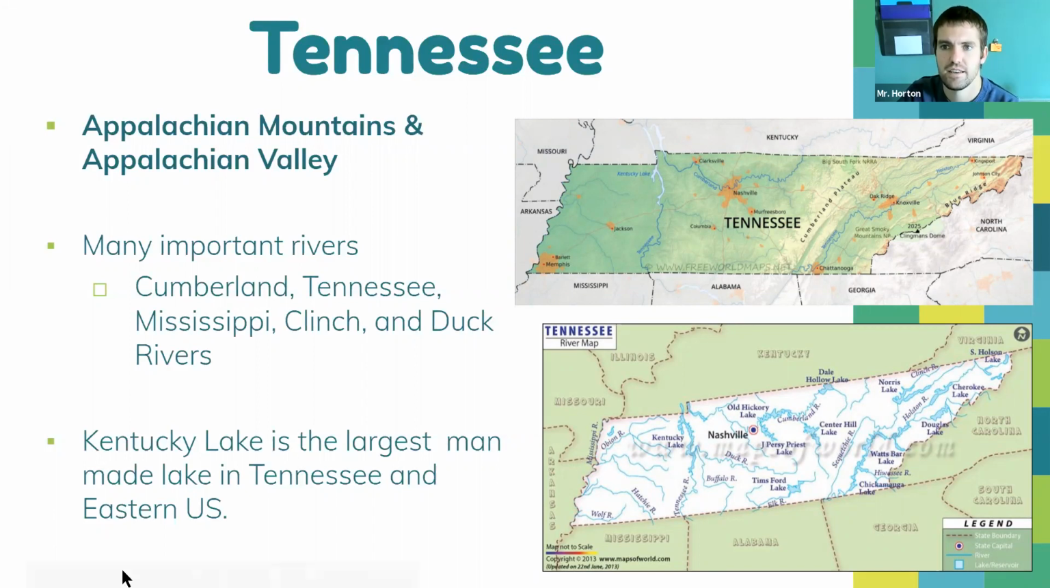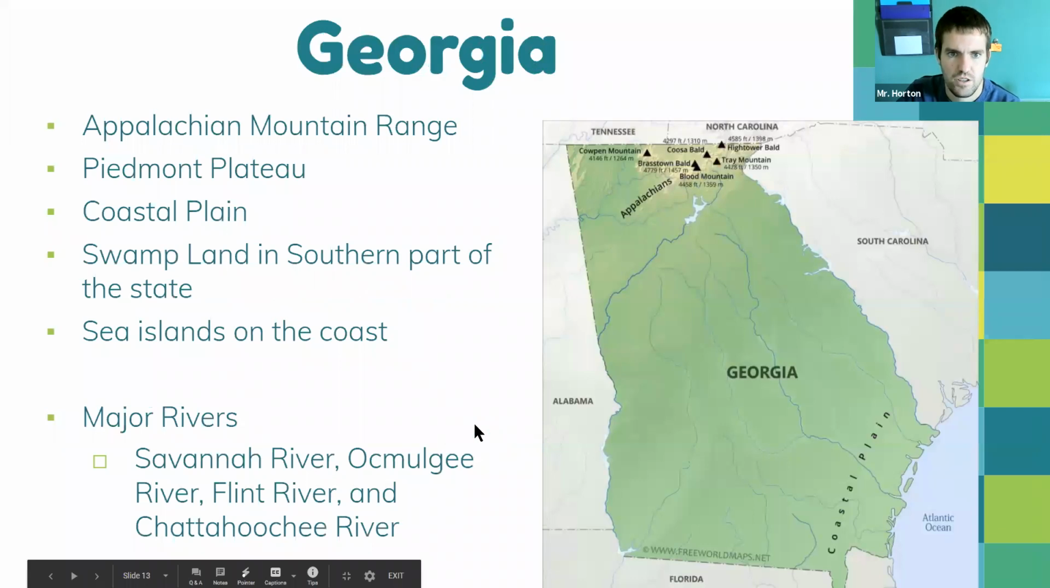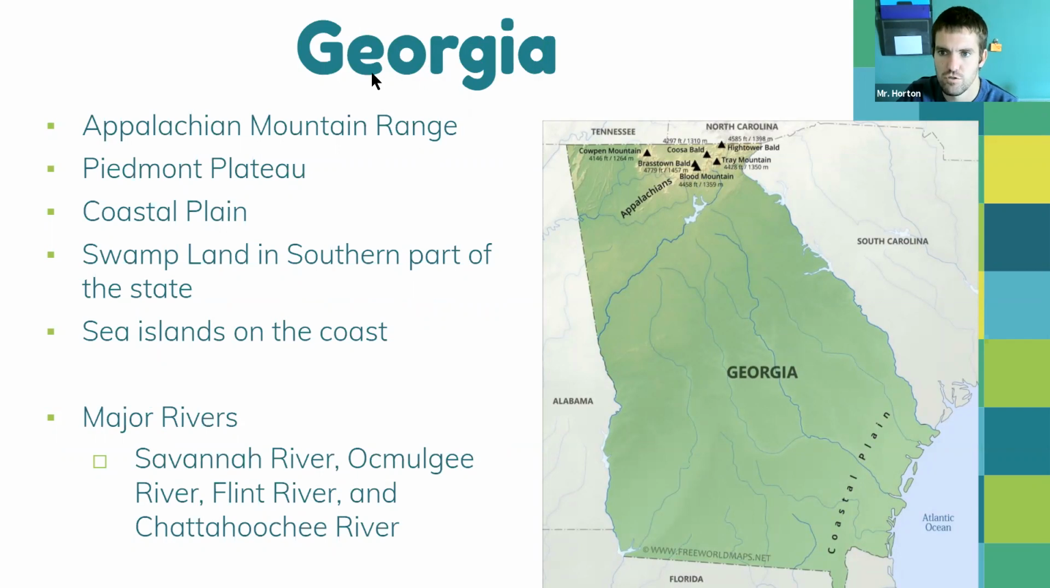All right, our next state is the state of Georgia. So Georgia, all you need to put down for Georgia is part of the Appalachian Mountain Range. So on this map here, it shows you all the tall mountains that are within the northern part of Georgia. And Georgia, remember, is where the Appalachian Trail begins or ends, depending on where you start and end. So it's one of the starting point or ending point of the Appalachian Trail.